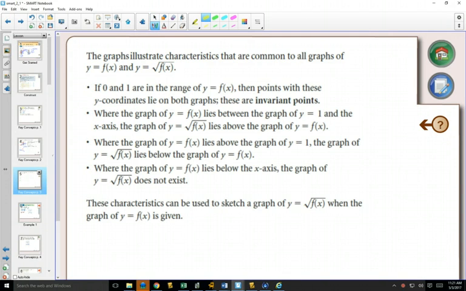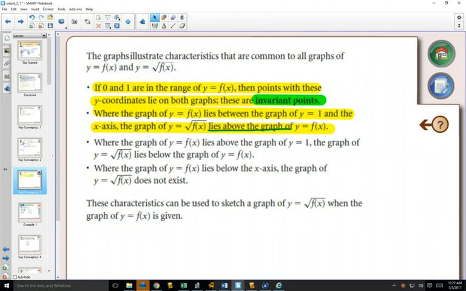We can highlight these key ideas. If 0 and 1 are on our original graph, they're going to be on both graphs. And the definition of that are points that don't change, which are called invariant points. In between 0 and 1, we said it was slightly above. That's what this bullet says here. In between 0 and 1, it lies above the graph of the original function.